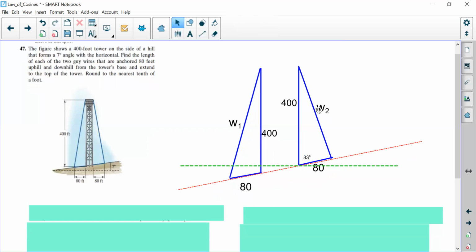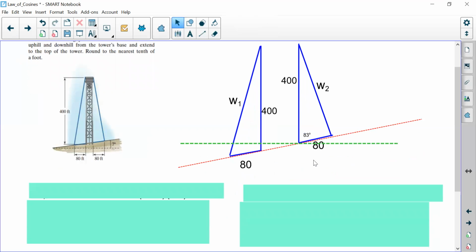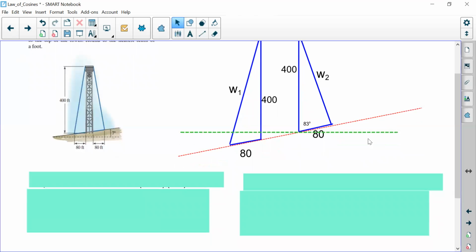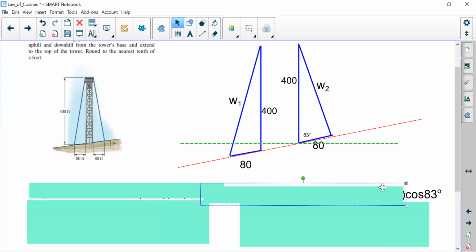And so let's figure out wire 2 first. I have a side, an angle, and a side. And so I'm going to do law of cosines. I can't do law of sines. I don't have any opposing relationships. I have this angle, but I don't know this side. I know this side, but I don't know this angle. And so I'm forced to do law of cosines. And then do the law of cosines that has this angle in it, cosine of 83. And it's going to be using these other two numbers.